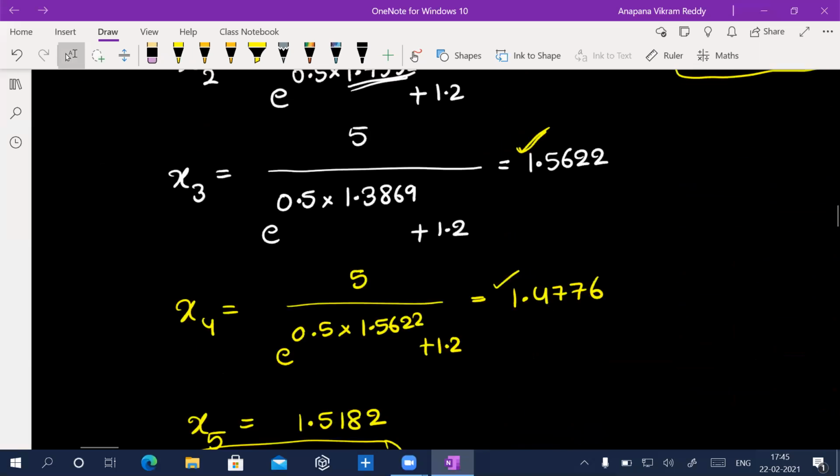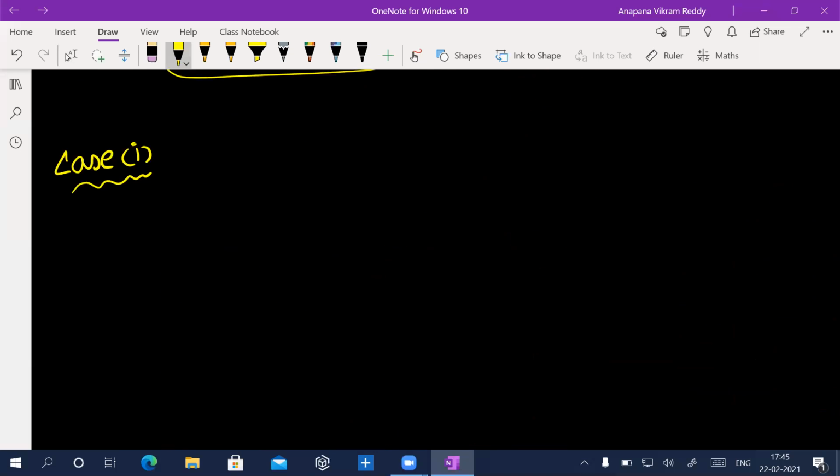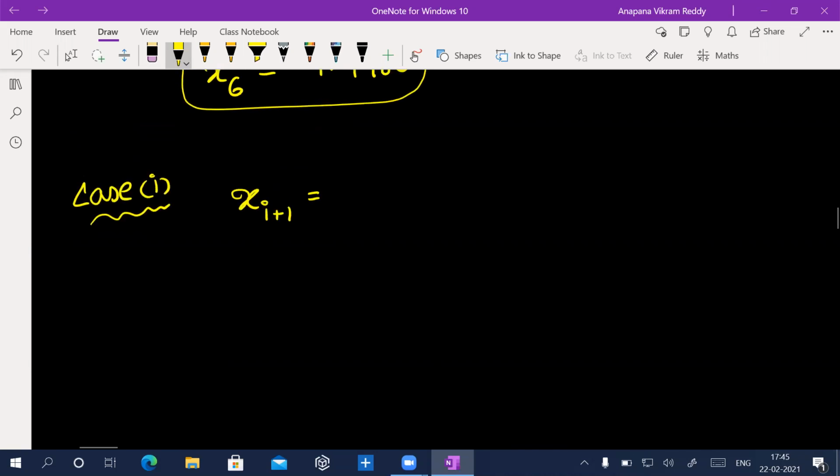So if I go for case 1, again I will have to construct x_{a+1} in g of x_a form. So therefore, what is my g of x here? 5 minus x, e power 0.5x. 5 minus x, e power 0.5x, by 1.2.